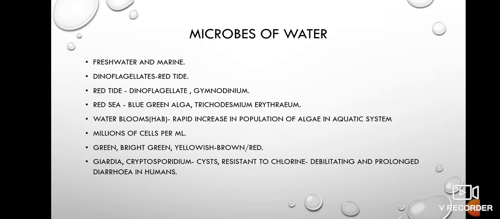Lastly, Giardia and Cryptosporidium belonging to protozoa. These two are protozoans. They form dormant and hardy forms called cysts during their life cycle. The oocyst forms are resistant to chlorine, a popular drinking water disinfectant. Even if the water is chlorinated, these cysts of these protozoans still survive and they can pass through filters used in many water treatment plants. If ingested in drinking water or if swallowed, they can cause debilitating and prolonged diarrhea in humans. So, these are about the microbes of water.